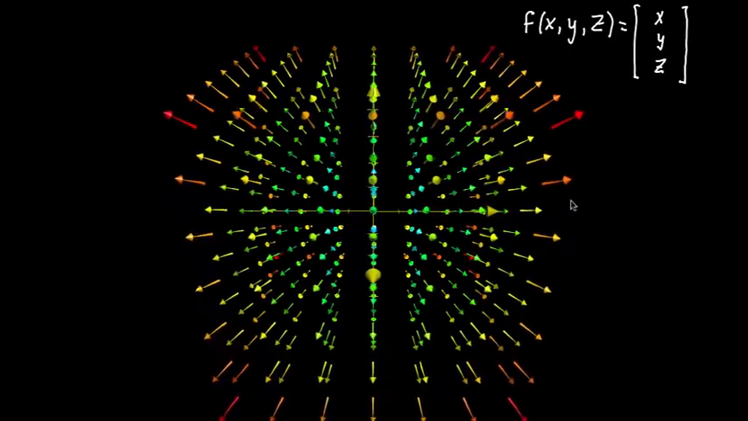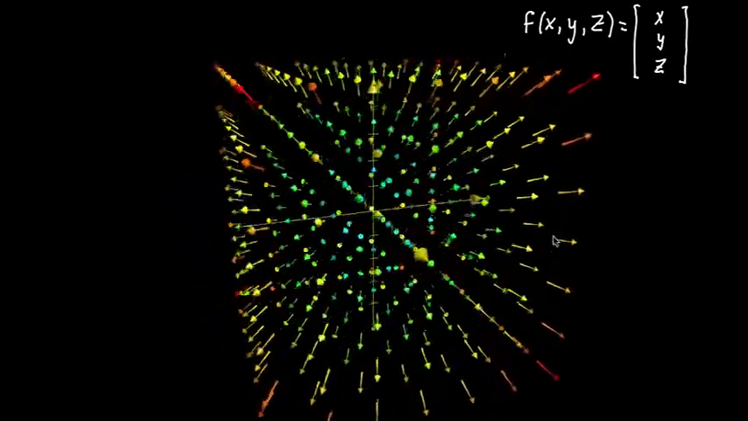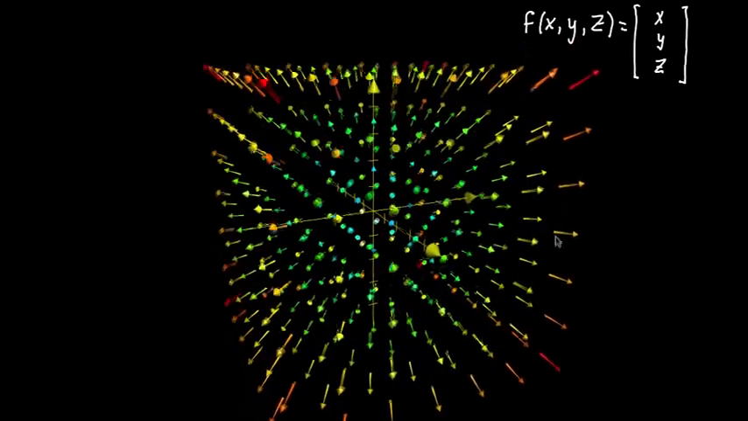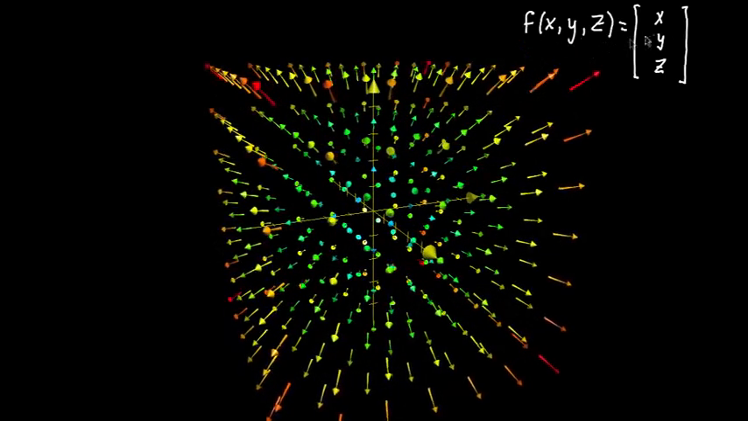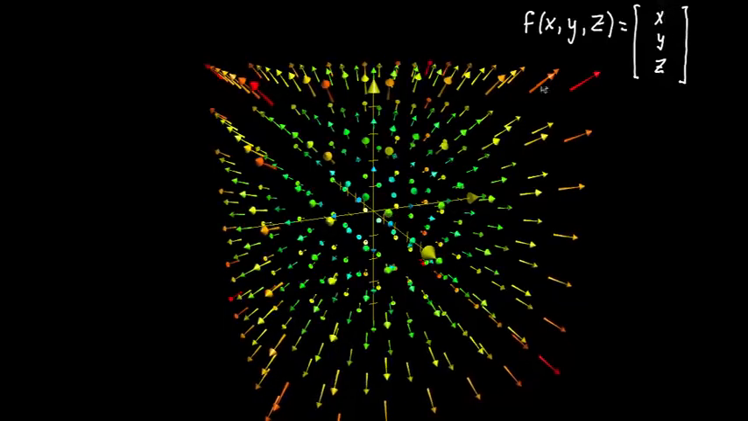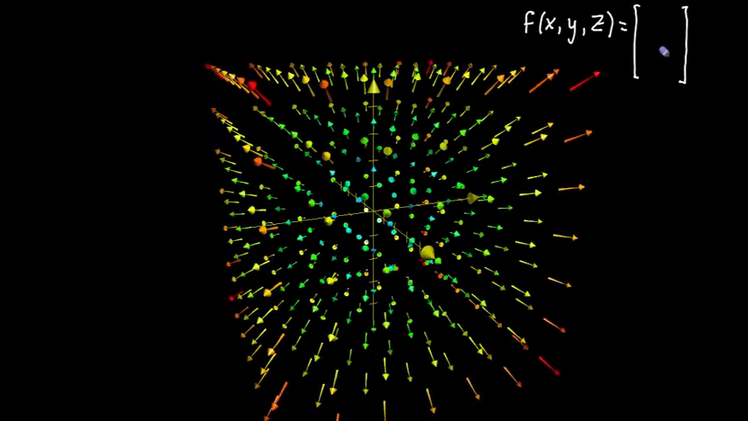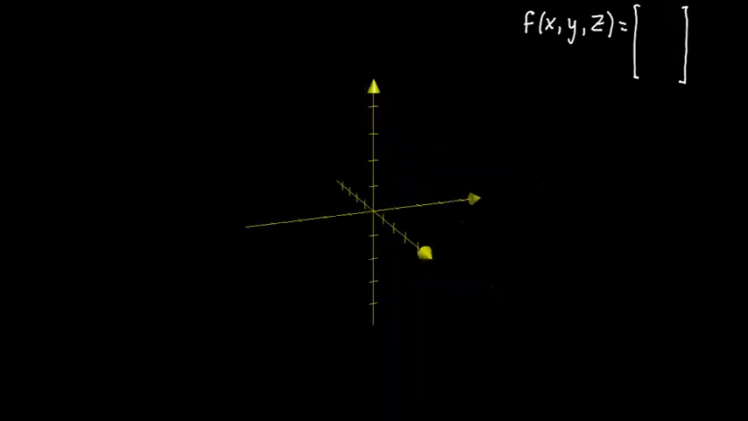So in the last video, I talked about three-dimensional vector fields, and I finished things off with this sort of identity function example, where at an input point xyz, the output vector is also xyz. And here, I want to go through a slightly more intricate example. So I'll go ahead and get rid of this vector field.